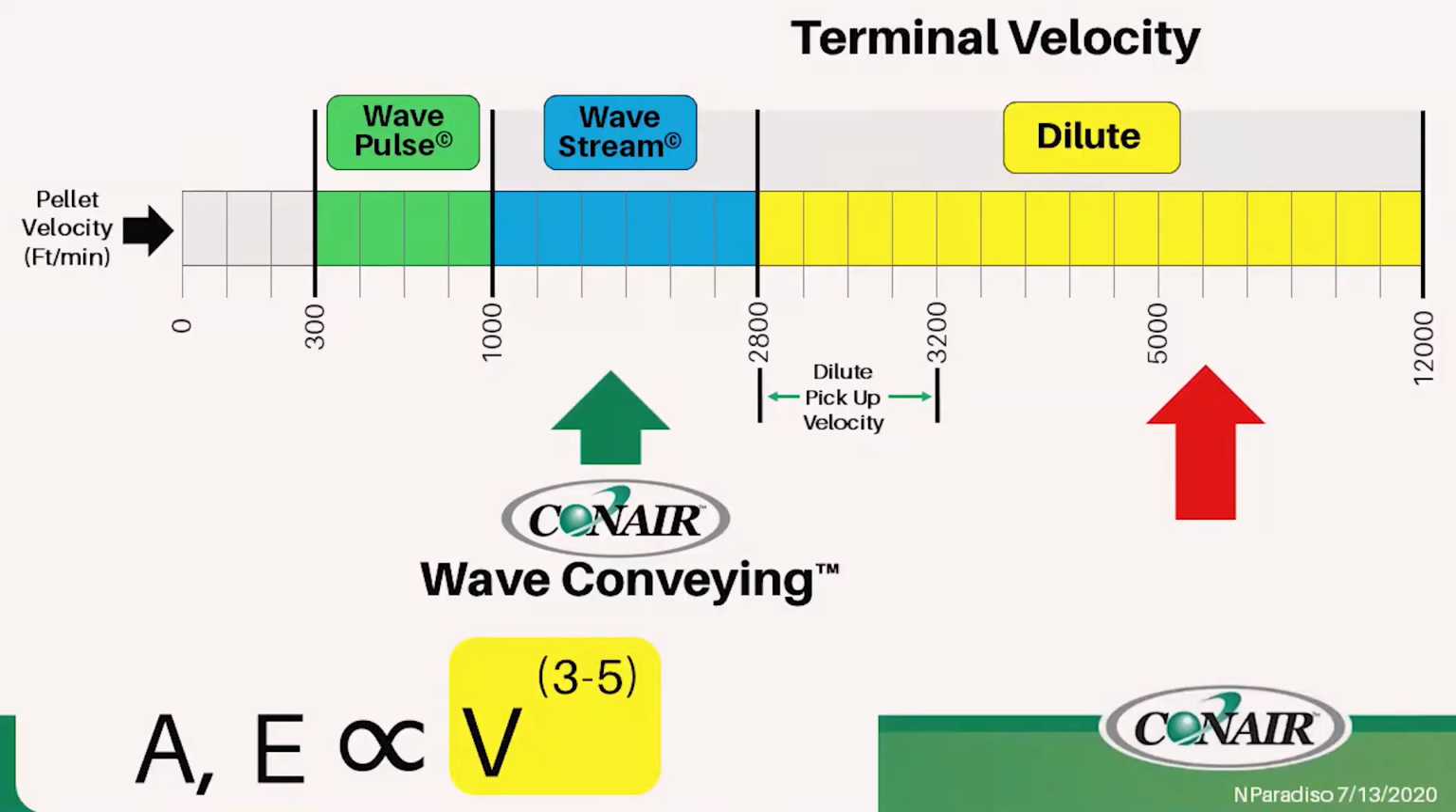A typical dilute phase conveying system is going to have a pickup velocity of about 3,500 to 4,000 feet per minute of air velocity. We take a slip factor derate of 80%. That resin is moving about 2,800, maybe 3,000 feet per minute at the end of that acceleration zone at the pickup point. And then it's always going to continuously accelerate all the way down to your receiver.